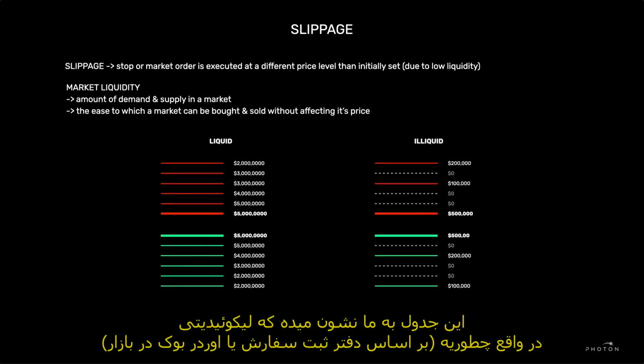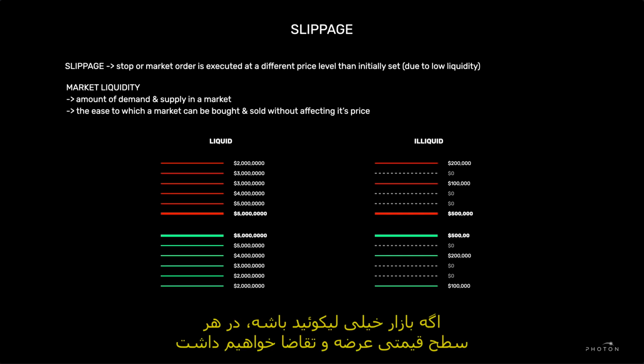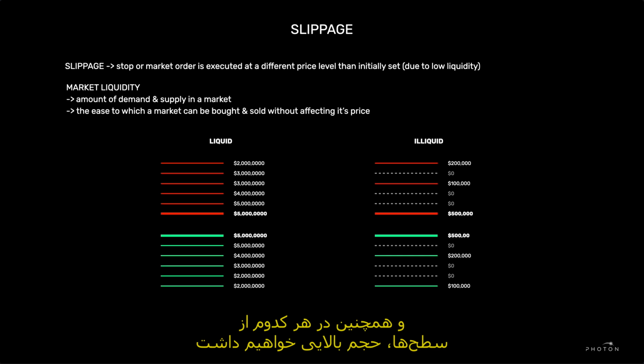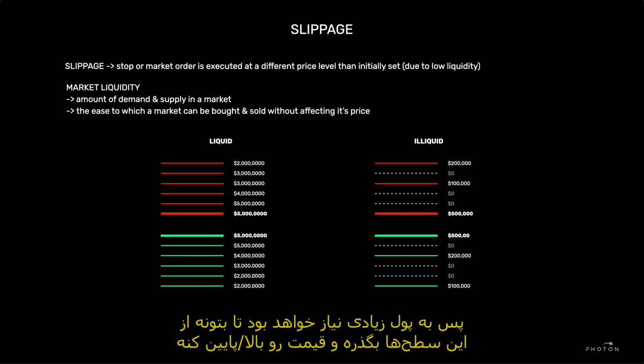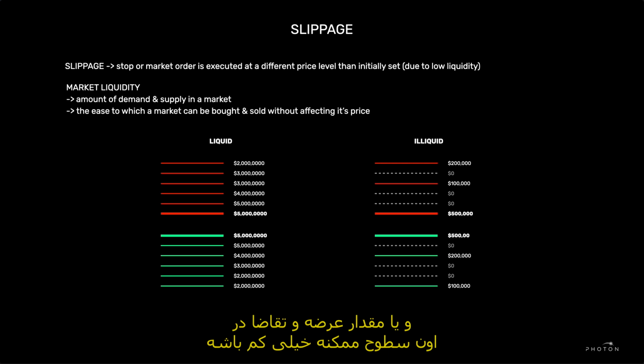This diagram here basically illustrates what liquidity looks like in terms of an order book in the market. Each of these lines that you see here represents a price level in the market. If a market is extremely liquid, there are going to be bids and offers at pretty much every single price level, but also with a large amount of volume on each of those price levels. So it's going to take a lot of money to make price move up and down through those orders. However, if it's illiquid, then there may not be any bids or offers at certain price levels, or the quantity of supply and demand at those price levels might be a lot lower too.